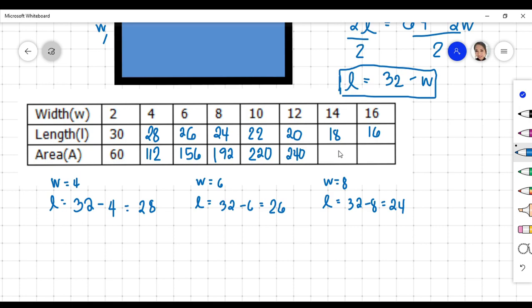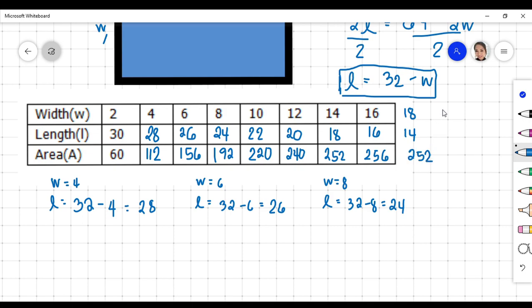Okay, and 14 times 18, that is 252. And 16 times 16, that is 256. So if we add another column here, this will be 18. And if the width is 18, then the length must be 14. Okay, and 18 times 14, that is 252.